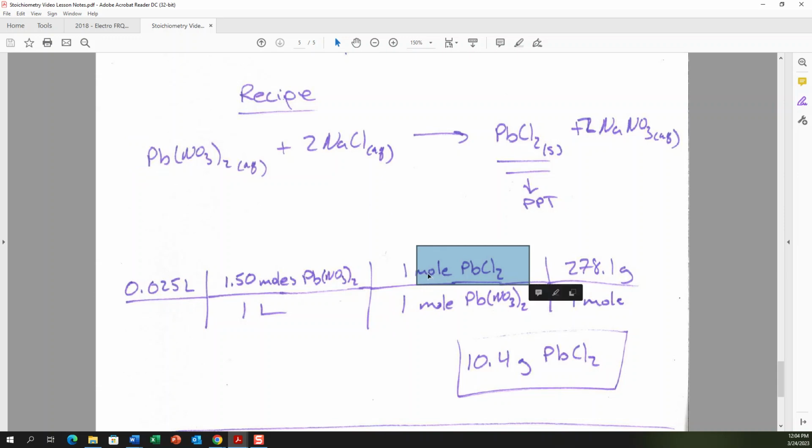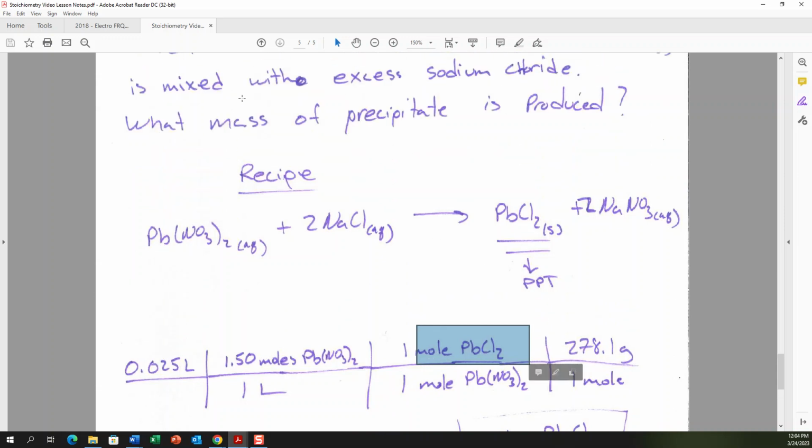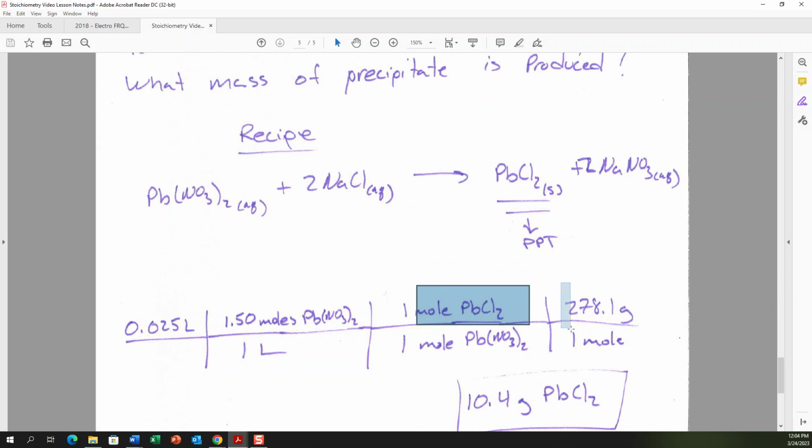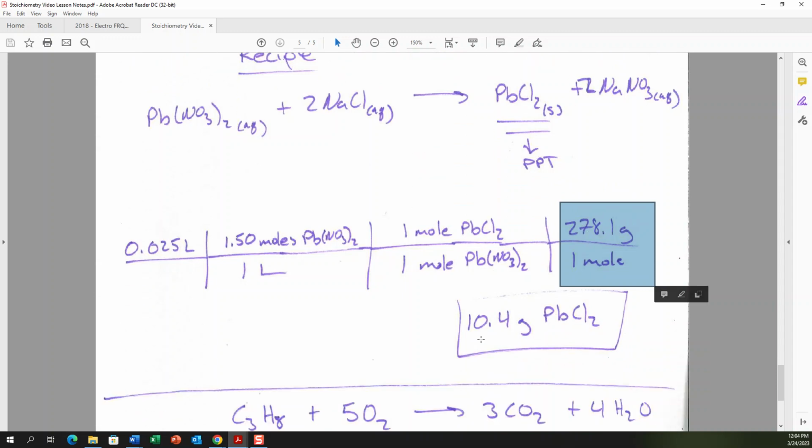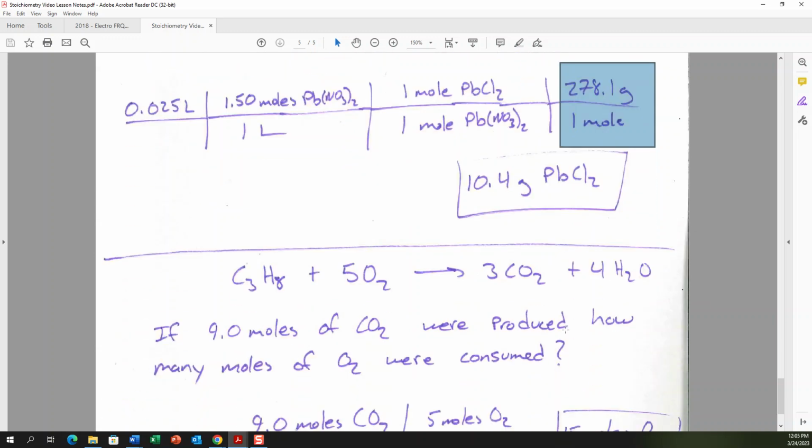And then the final step is convert to desired units. We wanted the mass of the precipitate, so we'd have to calculate the molar mass of lead(II) chloride and put it there, multiply by the molar mass of lead(II) chloride, and we get 10.4 grams of lead(II) chloride. Okay. So let's look at our final example here.